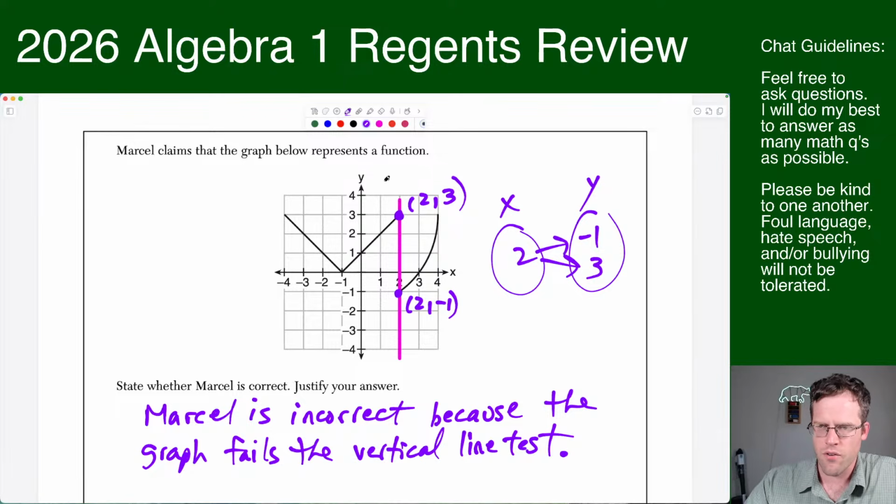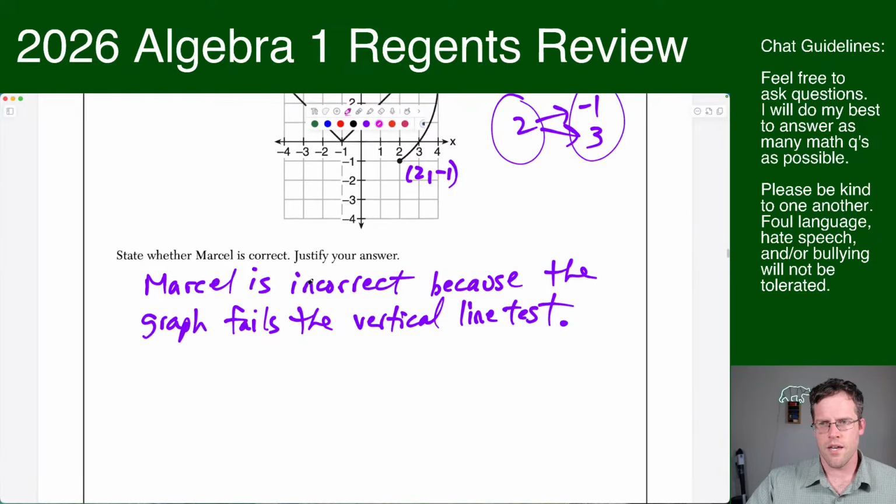Okay, so you see it hits the graph twice. If, however, let's say instead this were the graph. If there was an open circle here, if this was open, then Marcel would be correct to say this is a function. But it's not open. They're both closed. So that vertical line here would make it fail. All right. So that's that.